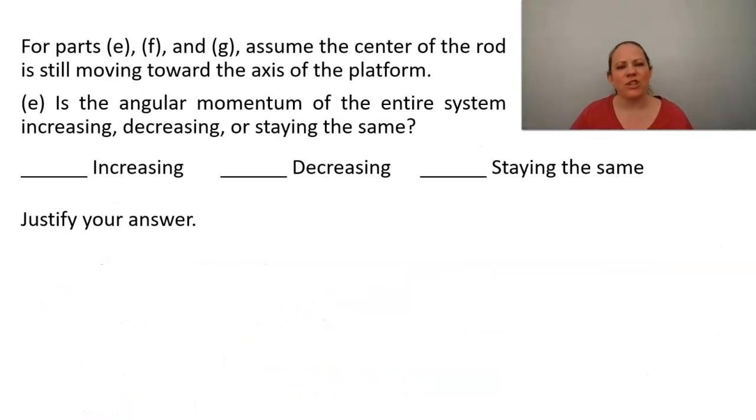For parts E, F, and G, assume the center of the rod is still moving toward the axis of the platform. Part E: is the angular momentum of the entire system increasing, decreasing, or staying the same? You have your 3 choices and then justify your answer.